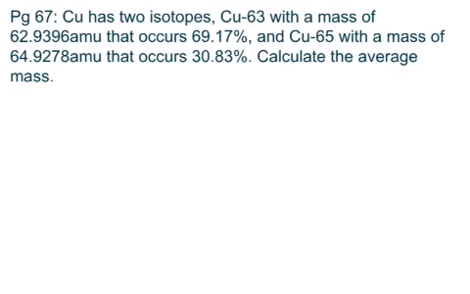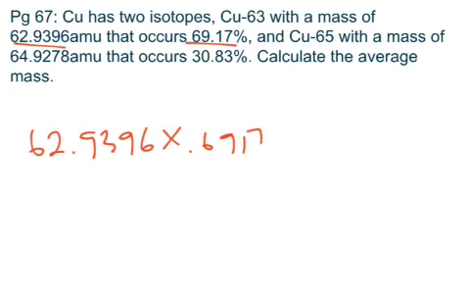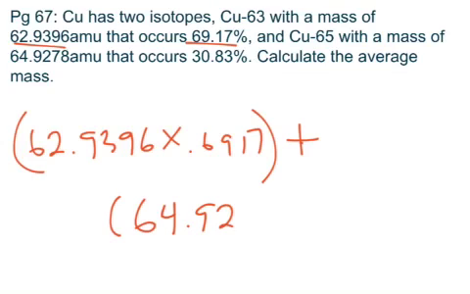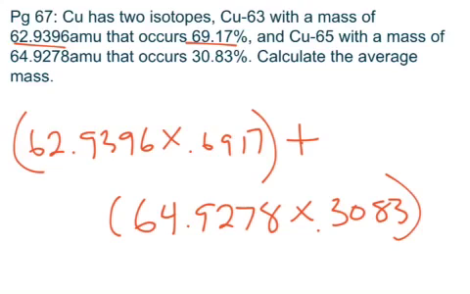So if we're figuring out the average, you want to take, as exact as you can, 62.9396 times, and then we're going to turn this into a decimal instead of a percentage, 0.6917. And you're going to add it to the other one, 64.9278 times 0.3083. So multiplying it by its percentage before you add them together is going to adjust the numbers to account for which one of them is more common.